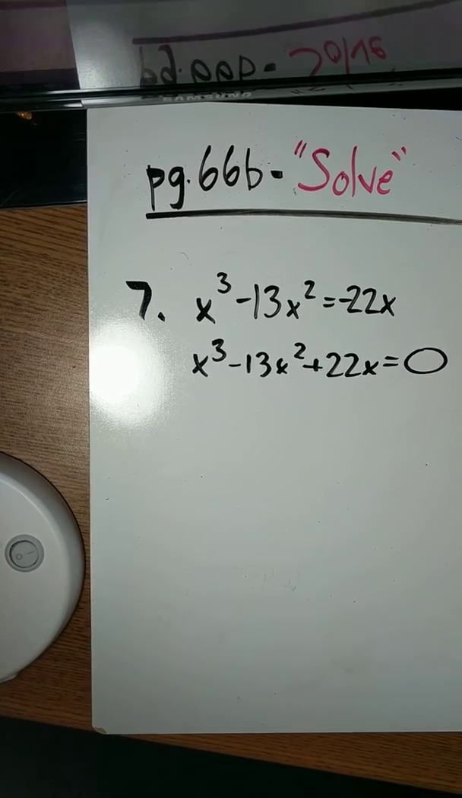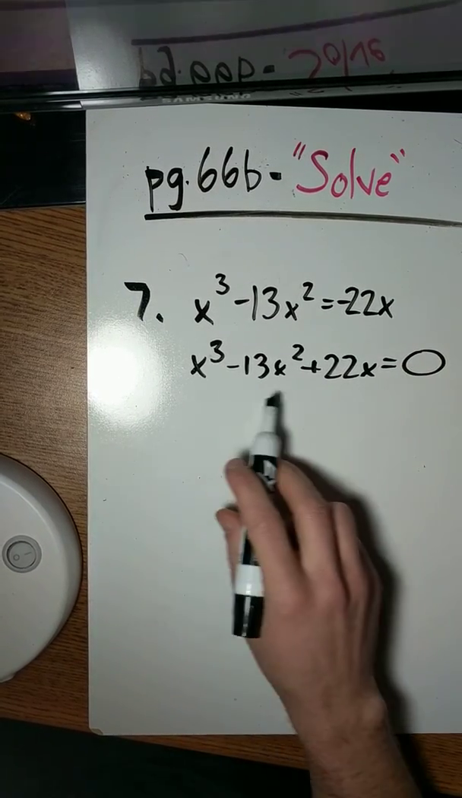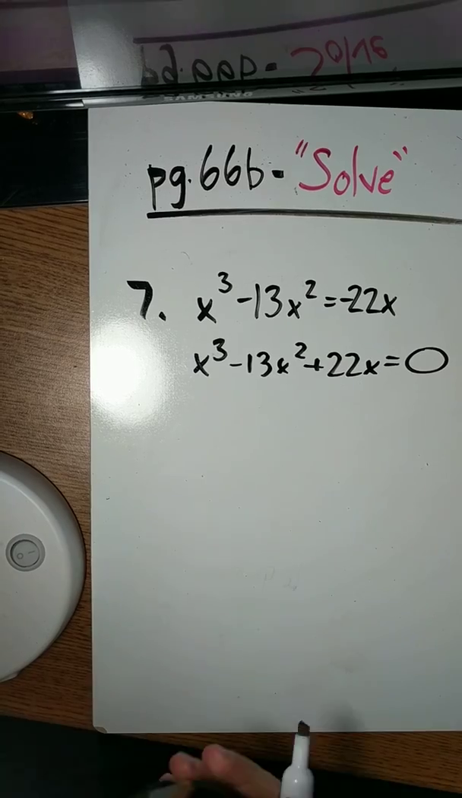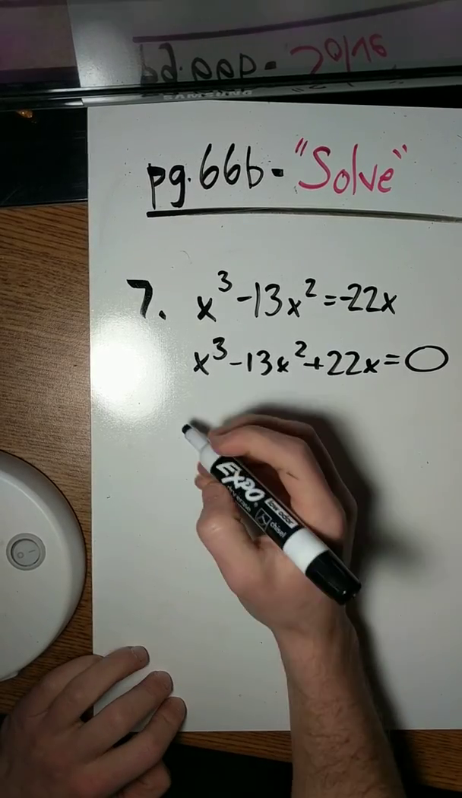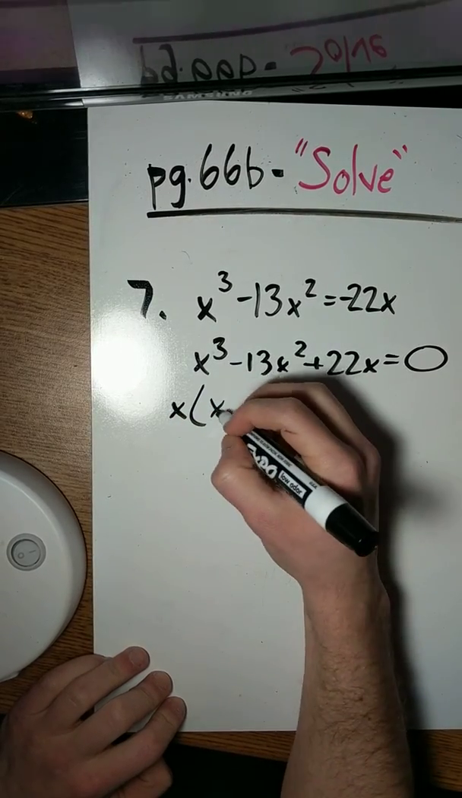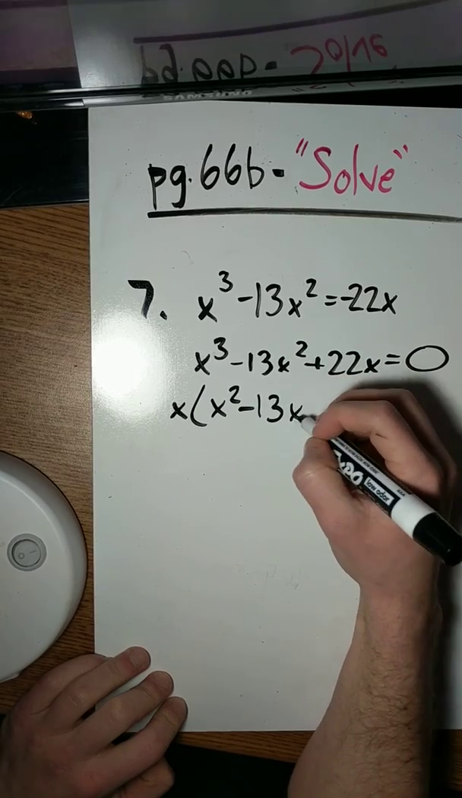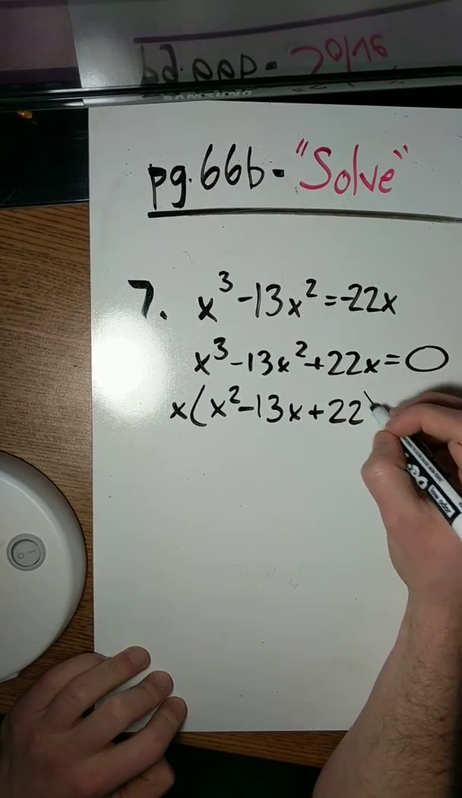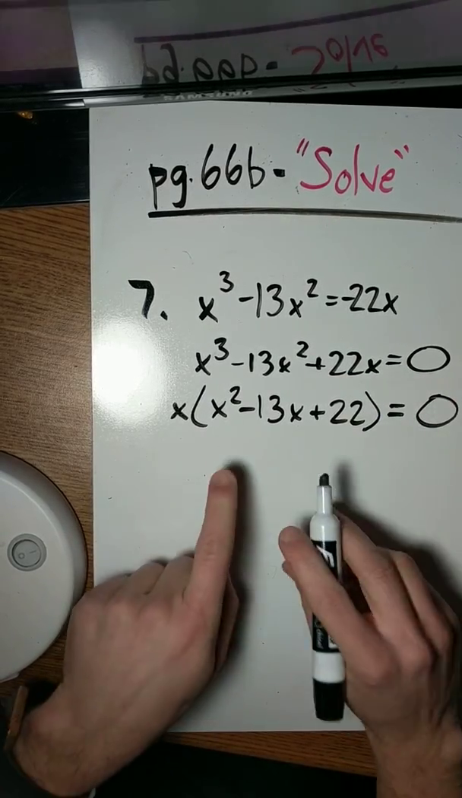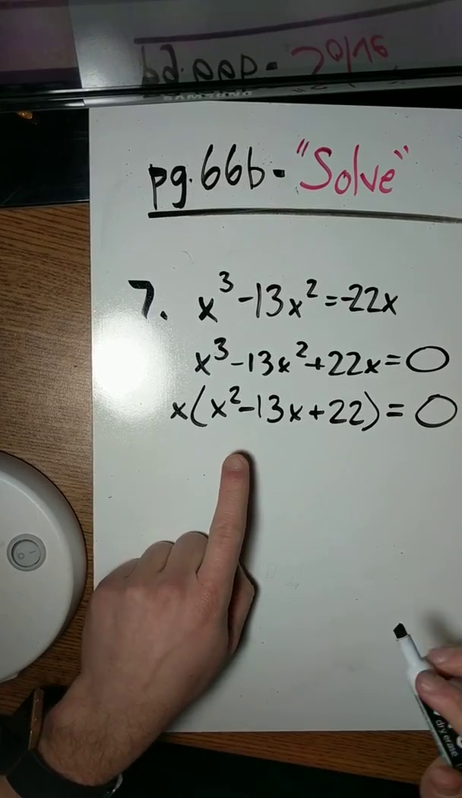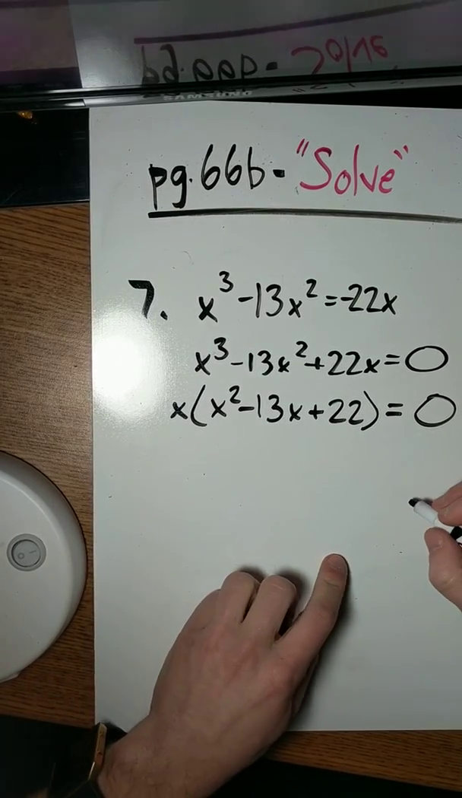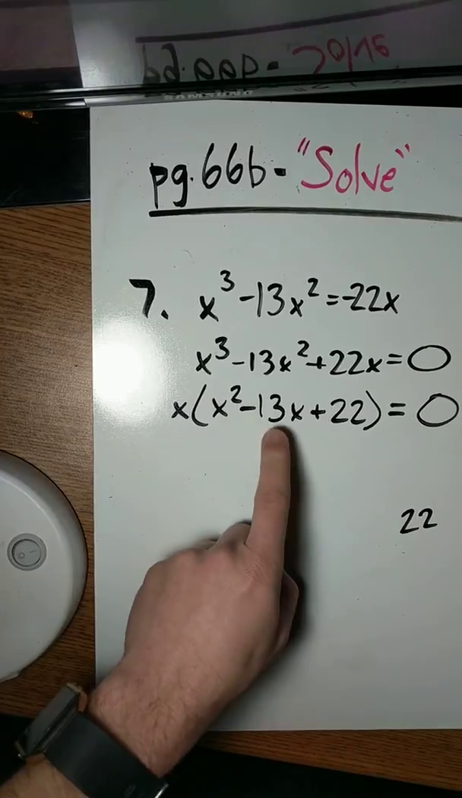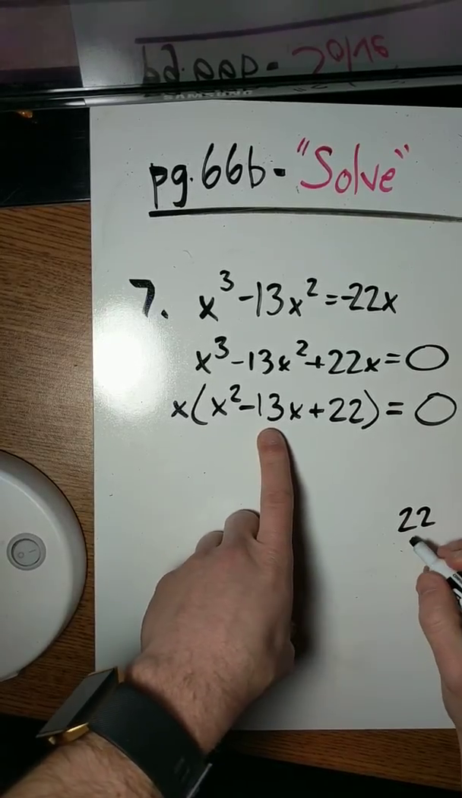Okay, so we're now going to go ahead and factor this type. Actually, I take that back. Sorry, we're going to factor out a GCF. So in this case, it would be x. We're left with x squared minus 13x plus 22. All right, now we're going to go ahead and factor what's left in here as a type 1 trinomial. So we're looking for things that multiply to 22, but add to negative 13.